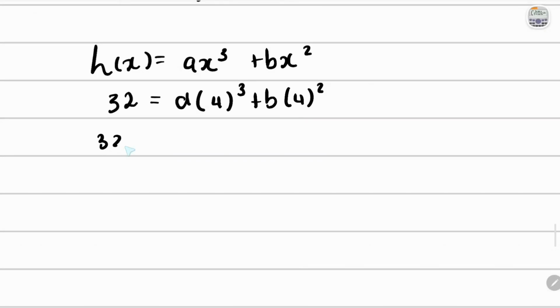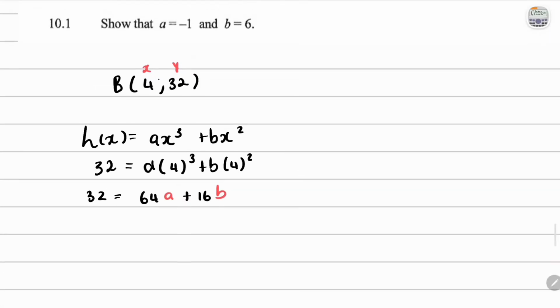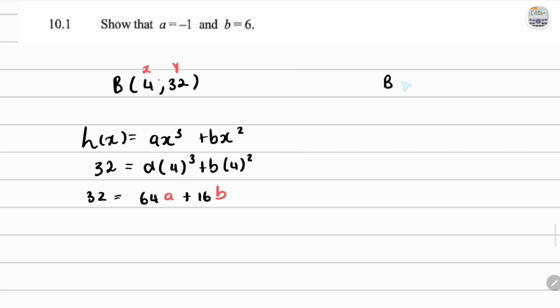So this is just 32 is equal to 4 cubed is 64. So that's 64a. And 4 squared is 16. So plus 16b. And this is what we have. Yes, they're in terms of a and b, but it's perfectly fine because we just need another equation in terms of a and b as well, and then we'll be able to find this. So the second way that we can use B being 4 and 32 is as a turning point.